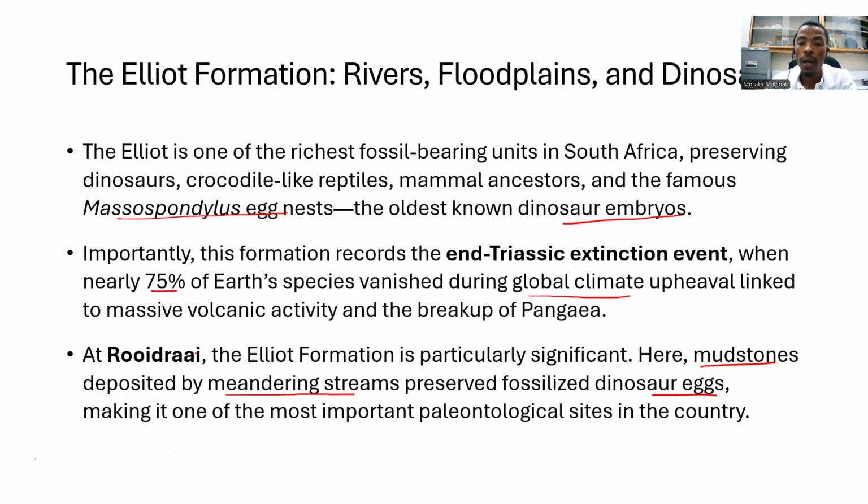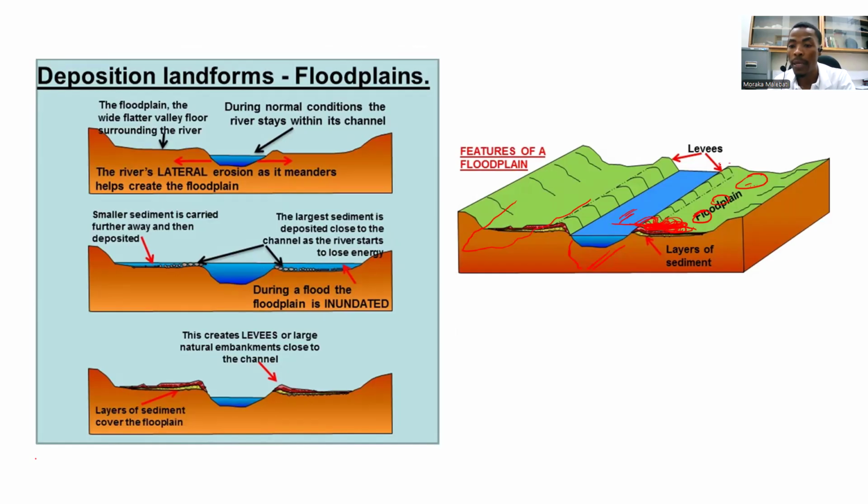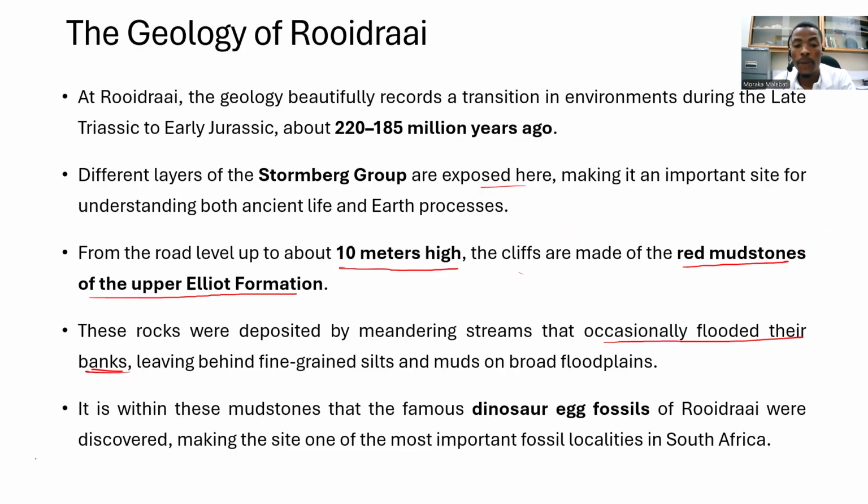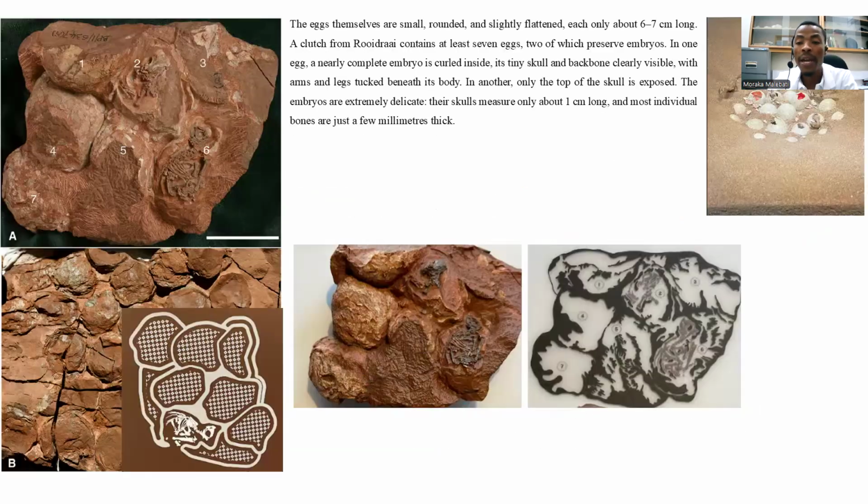Right? So, like I said here, remember, these are the banks. Occasionally the flooding was taking place, and that's where deposition of the mudstone was taking place, leaving behind fine-grained silt and mud on broad floodplains. So it is within these mudstones that the famous dinosaur egg fossils of Rooidraai were discovered, making the site one of the most important fossil localities in South Africa. In a few minutes, we'll discuss more about these eggs and embryos.